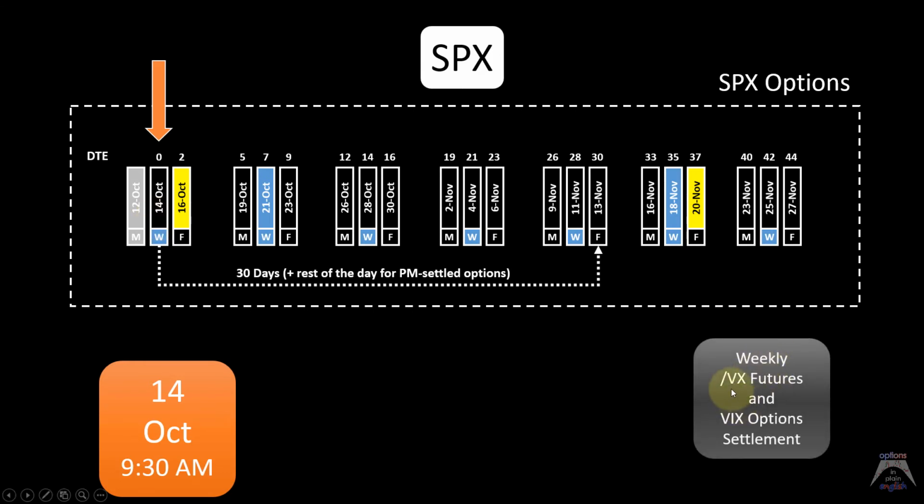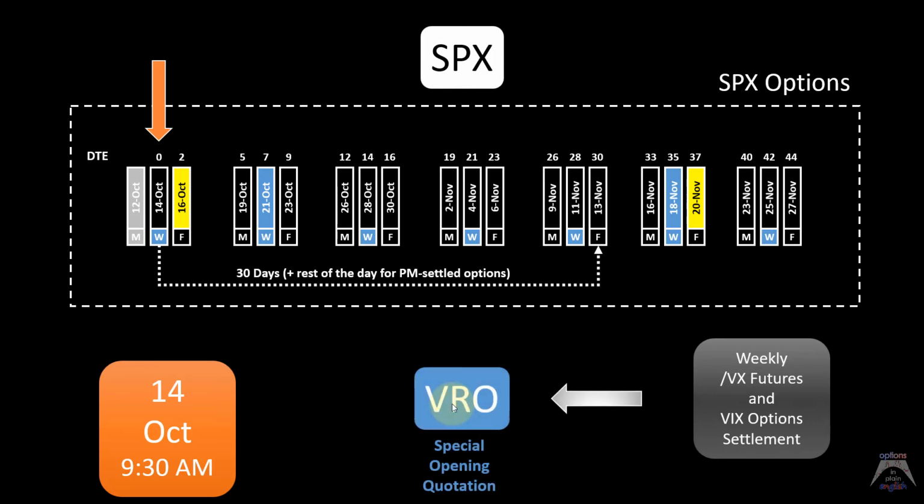So weekly VIX futures and VIX options are going to be settled to the value that's calculated at the market open. This is called VRO, a special opening quotation. It's similar to VIX, but also different. VIX is calculated using two different sets of options, so two different expirations. VRO only uses one, because we're right 30 days out.